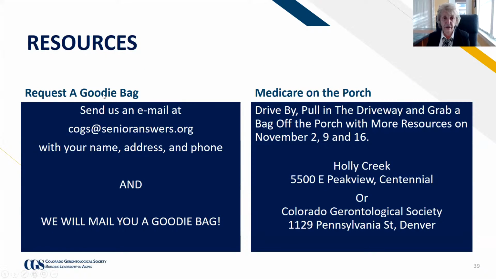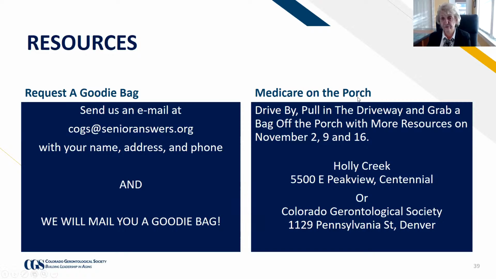The next thing we want to talk a little bit about is resources, and we have several ways that you can access resources. You can request a goodie bag by sending us your name, address, and telephone number with an email to cogs@senioranswers.org, and we'll put one of those in the mail to you. If you have previously requested a goodie bag, they are the same, and you don't need to request a second one.